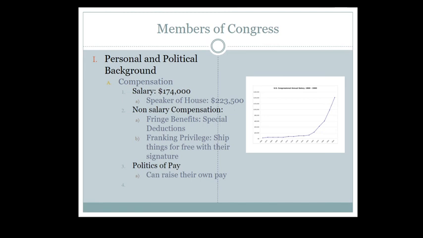Okay. There's also some non-salary compensation, meaning perks they get that are not paid directly to them, but they get them. For instance, fringe benefits. They get special deductions on their taxes. Because they're doing so much for government all the time and paying for things all the time, they can count these deductions on their taxes. There's what's called the franking privilege. This is where you can ship anything that you need to for free. It doesn't matter. They don't have to pay for any shipping. Okay.